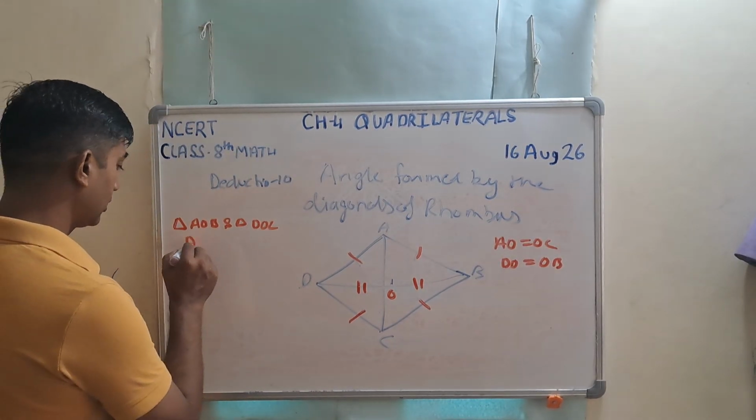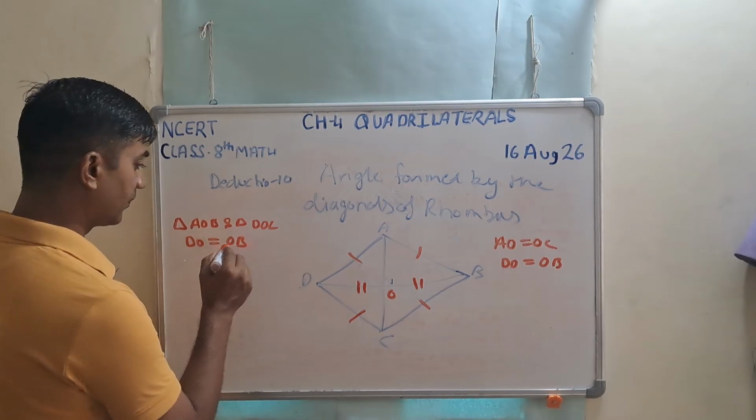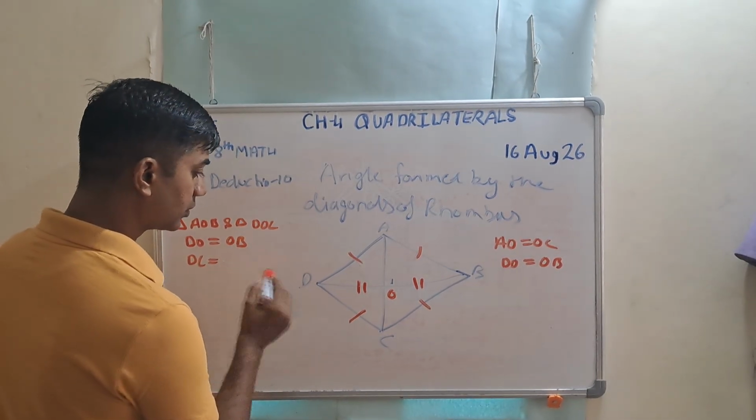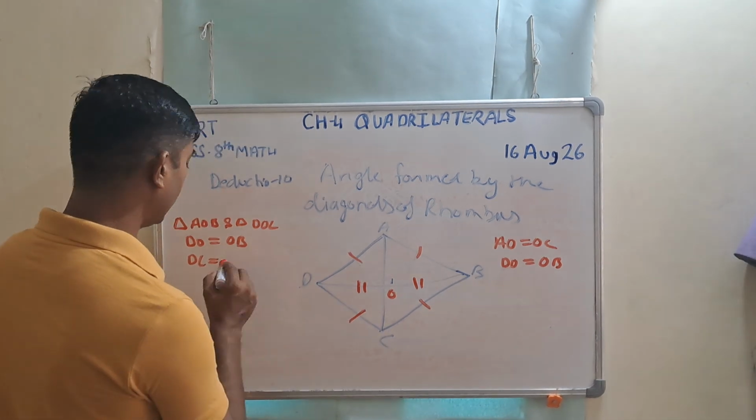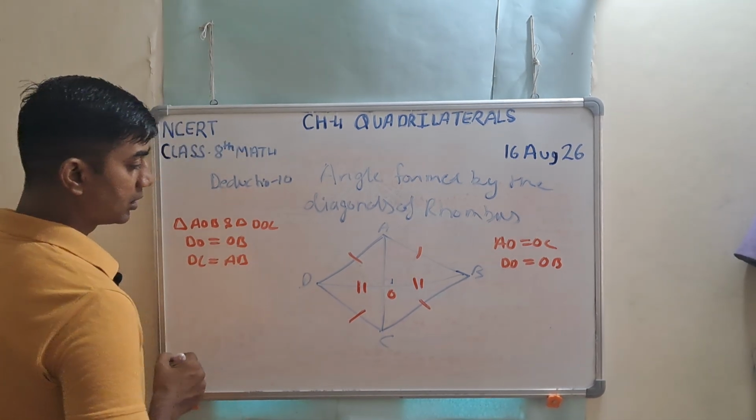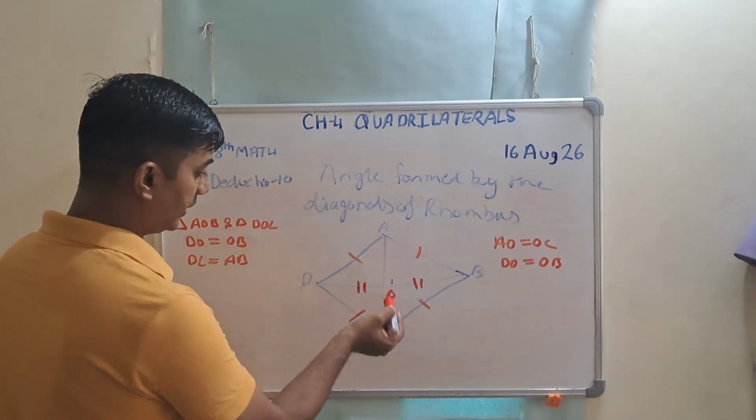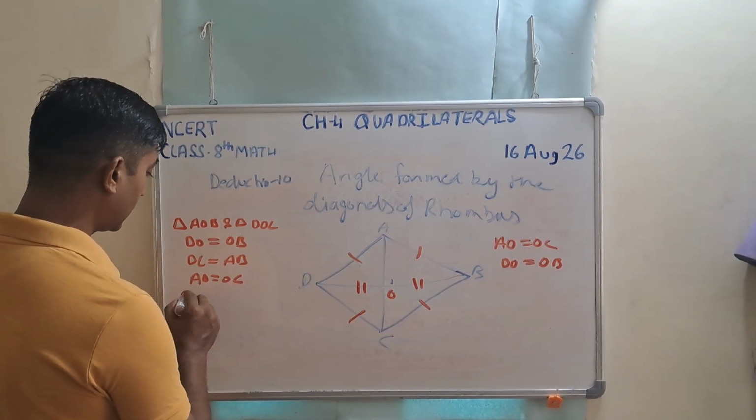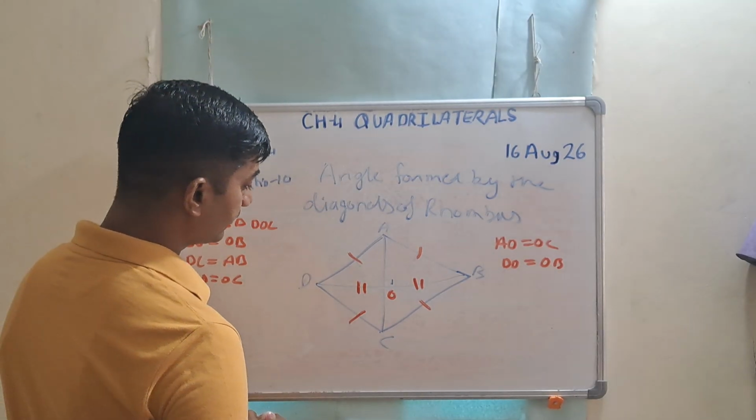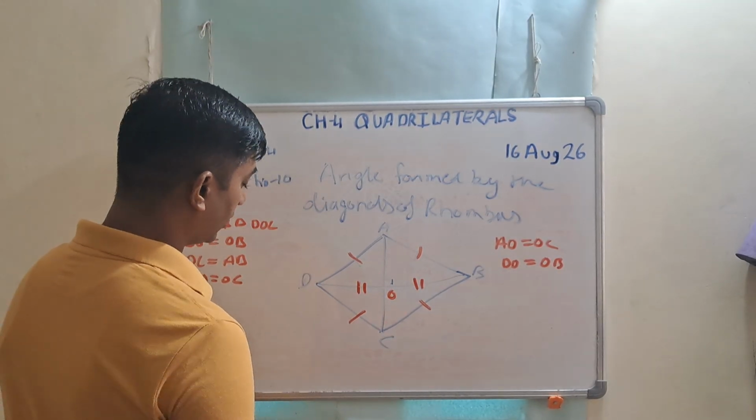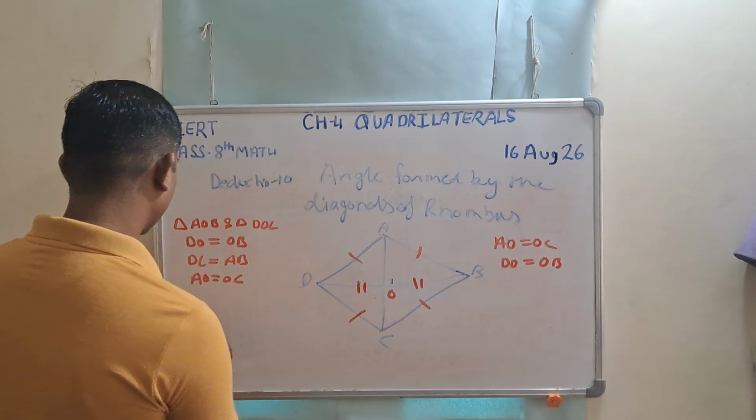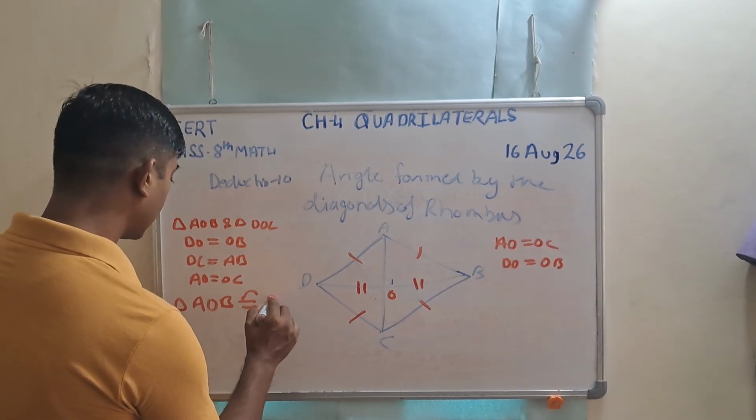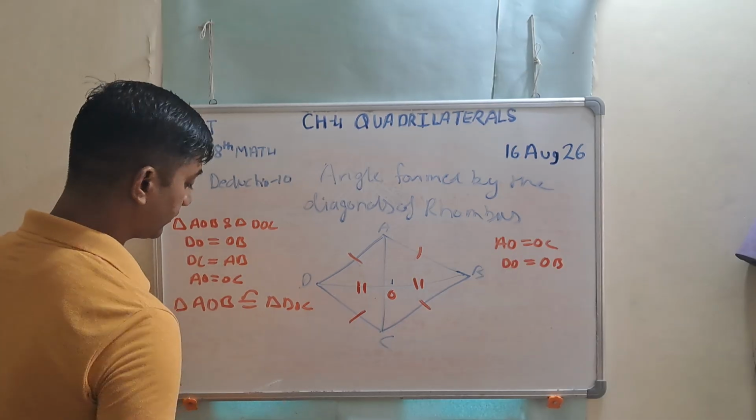Understood? Means DO is equal to OB and DC is equal to AB, and AO is equal to OC. It means, what does it mean? That the triangles are congruent. Triangle AOB is congruent to triangle DOC.